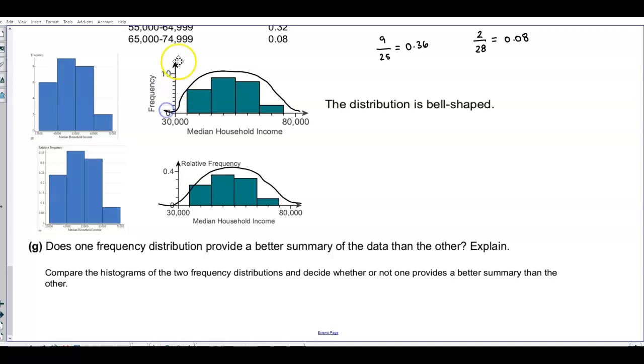And so in part G, it says, does one frequency distribution provide a better summary of the data than the other? So in order for you to explain, you want to compare the histograms of the two frequency distributions and then decide whether or not one provides a better summary than the other.